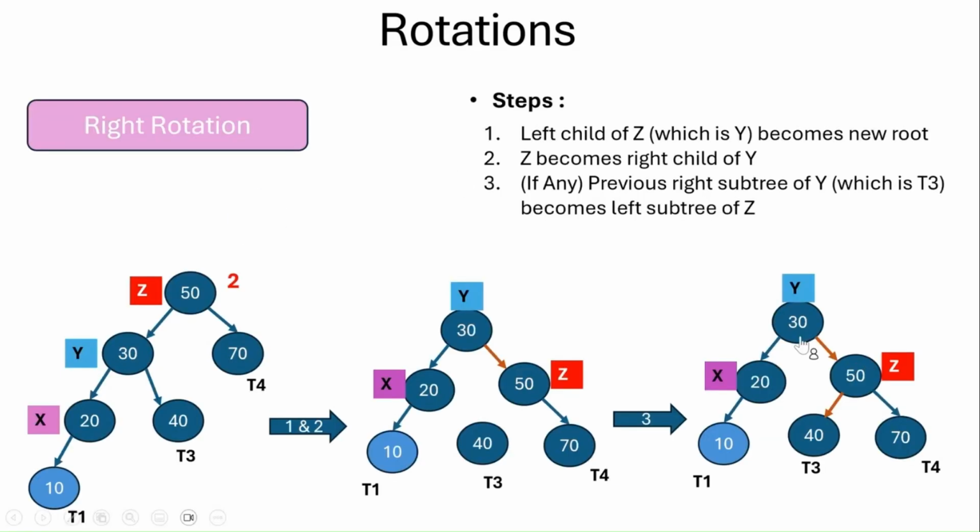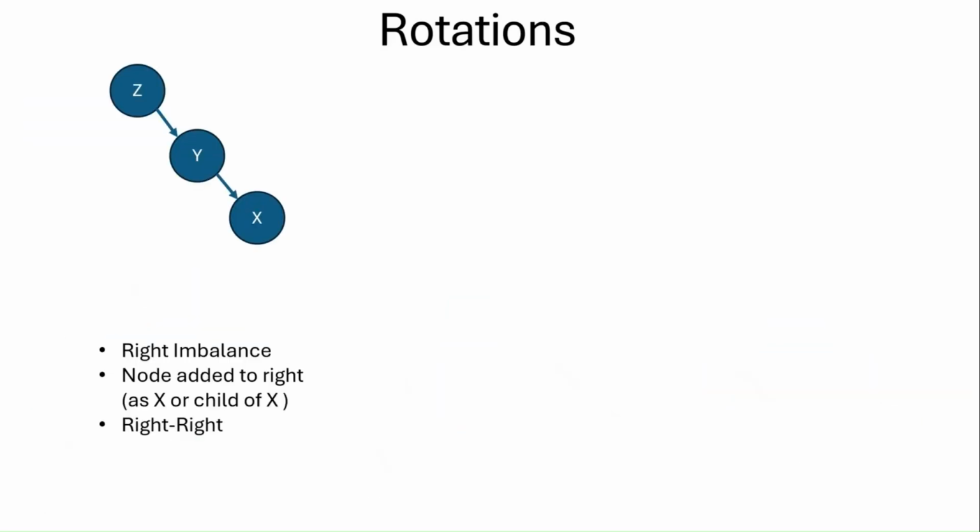So we can see the balance here now. The balance of the tree is now 2 minus 2, 0. So our tree became balanced, right? So we use the right rotation for the left-left situation.